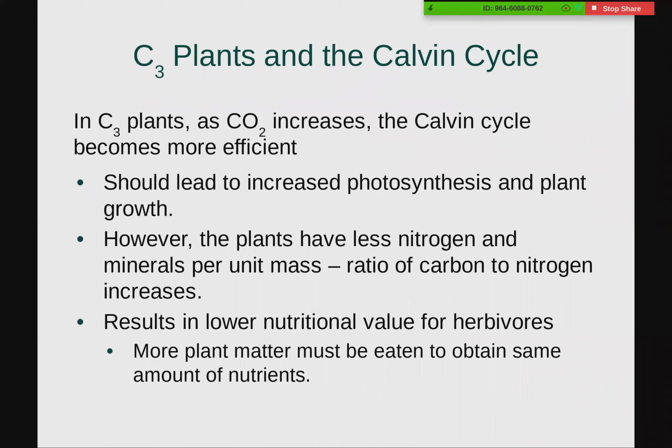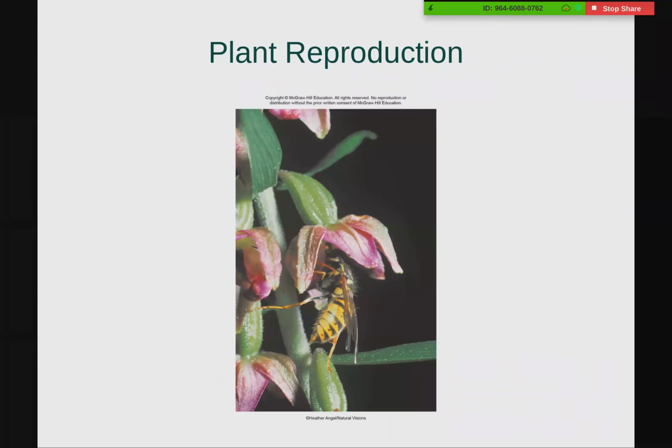Now, in C3 plants, as CO2 increases, the Calvin cycle becomes more efficient, which in theory, with climate change, should lead to increased photosynthesis and growth. However, if plants have less nitrogen and minerals per unit mass, i.e., the ratio of carbon to nitrogen is higher, this results in lower nutritional value for herbivores, and more plant matter must be eaten to obtain the same amount of nutrients, and plants are doing more photosynthesis than they should be.